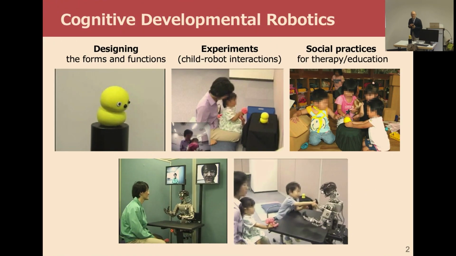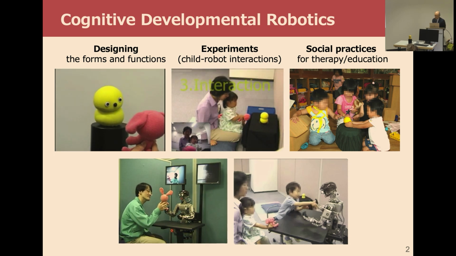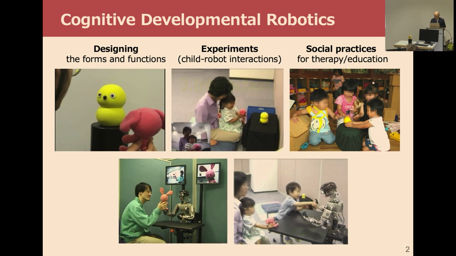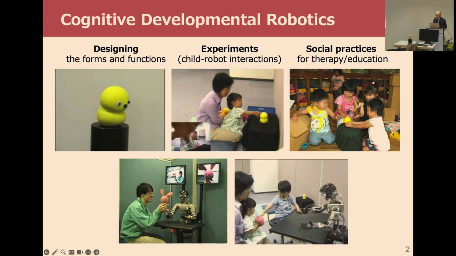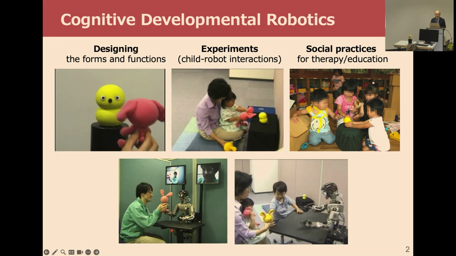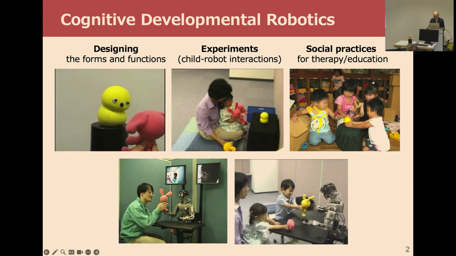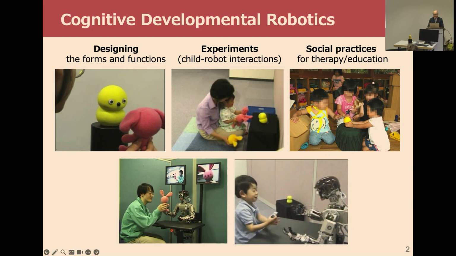I confess that my research career started as a natural language processing researcher. But somehow I came into cognitive developmental robotics. I don't know why. I designed the robots, their forms and functions, and using those robots, I carried out a number of psychological experiments with children with and without autism. I also did some social practices for therapy and education. So that is the backside of today's story.